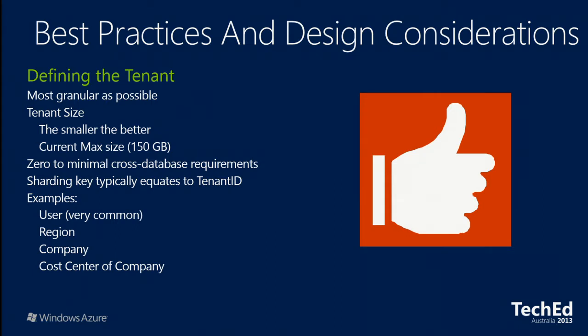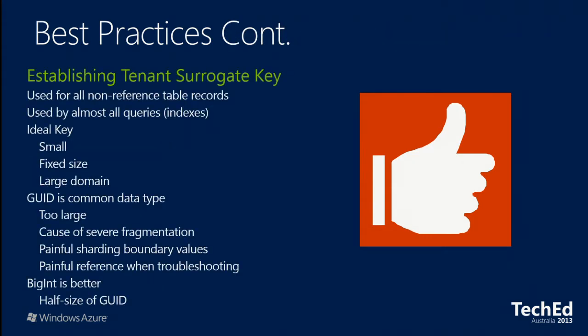And again, there's zero to minimal cross database requirements. Not to beat a dead horse, but you want to make sure that you're not doing any queries joining tables across multiple shards. And lastly, establishing a tenant surrogate key. This is used for all non-reference table records. Again, the GUID is a common data type here, but it's too large. BigInt is better. It's half the size of the GUID, so those are some best practices.